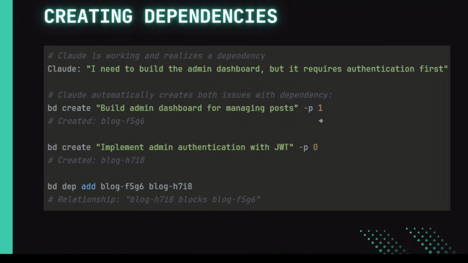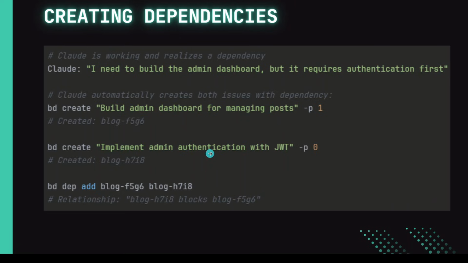Now, there are a lot of other features in it. For example, you can also see that Claude is creating a hard blocker relationship. So the dashboard, for example, in this case, cannot start until authentication is done. And this prevents working on things in the wrong order.